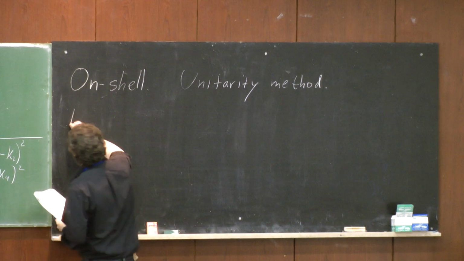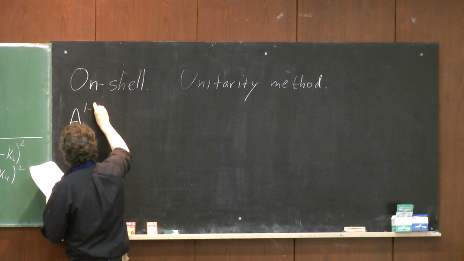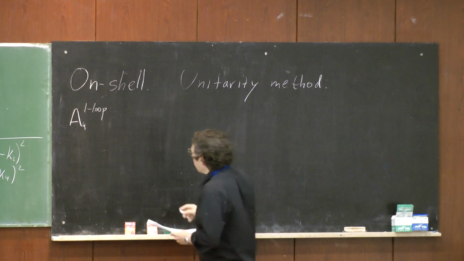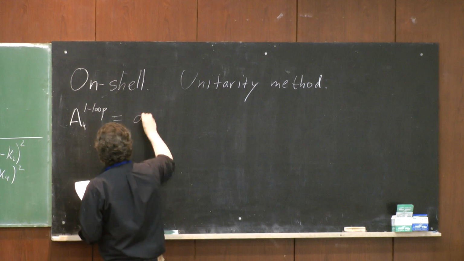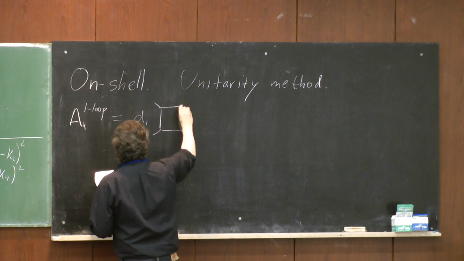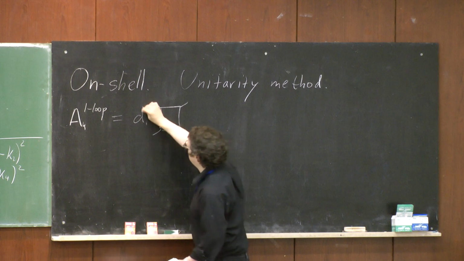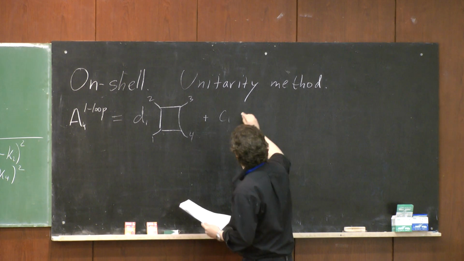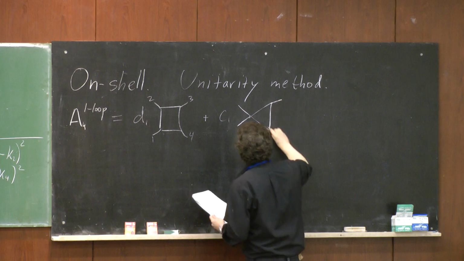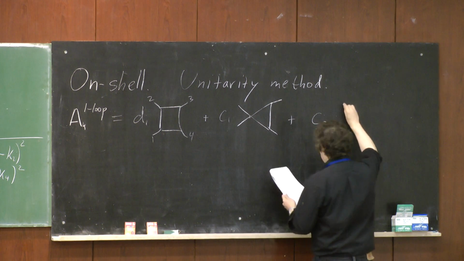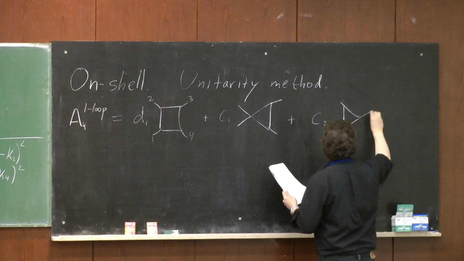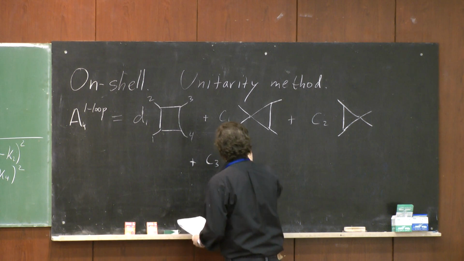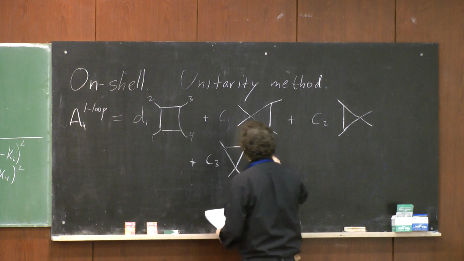Okay. So let's look specifically at the 4-point 1-loop amplitude, just as an example of what we want to do. We can write it out. At 4 points, it's nice because there's only one box. So let's put some labels, 1, 2, 3, 4. Then I would have an integral like this, with coefficient C1, like so, C2, like so, C3, like so. And these are going to be all the integrals.